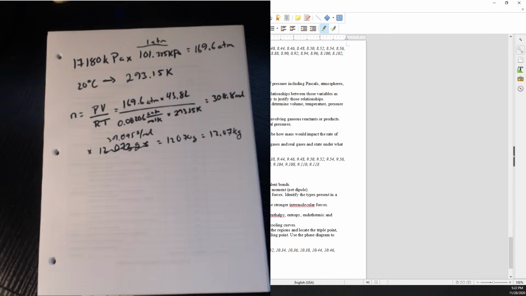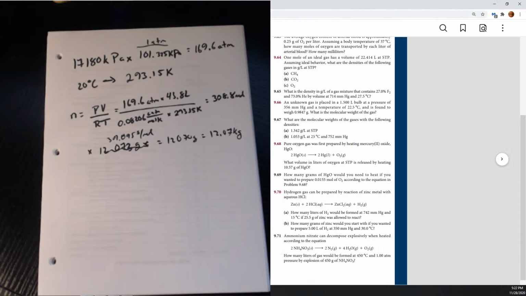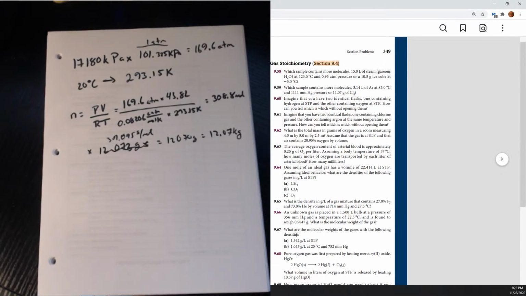Nope, we have one more. Problem 58 comes next. What sample contains more molecules, 15 liters of steam at 123 Celsius and 0.93 atmospheres, or 10.5 grams of ice at -5 degrees Celsius? Okay, the temperature for the ice is only so that we can confirm that it's ice.